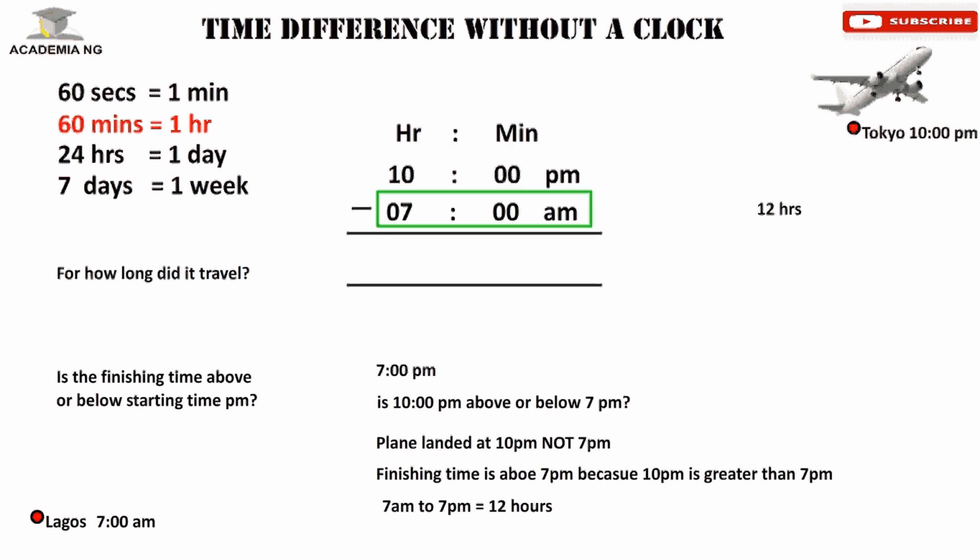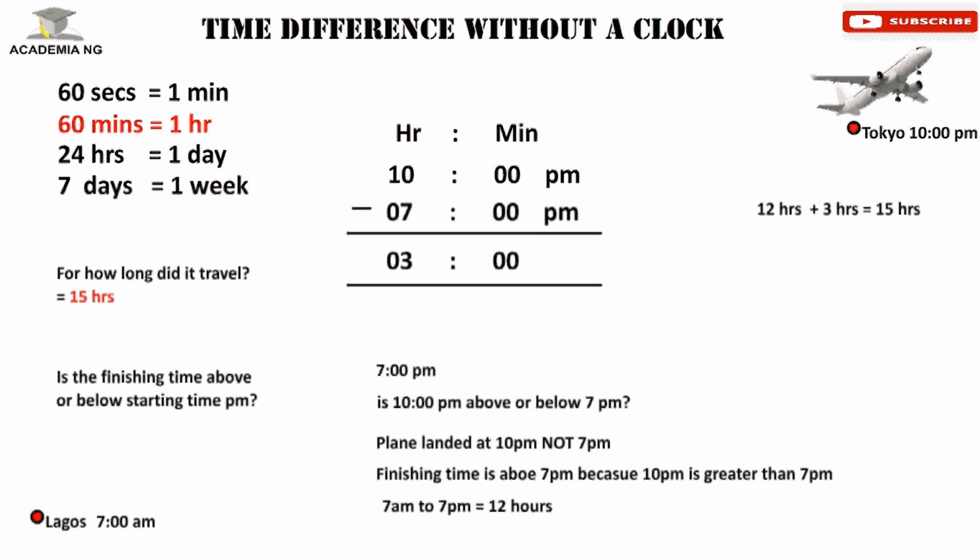What is left is to find the difference between 10 p.m. and 7 p.m. So we mark the hour side and the minute side. Now finishing time is 10 p.m. and starting time is 7 p.m., because we have already evaluated the difference up to 7 p.m. So 10 minus 7 equals 3. Then we add 3 hours to the 12 hours we wrote aside. Therefore, 12 plus 3 equals 15 hours. So the plane flew for 15 hours.